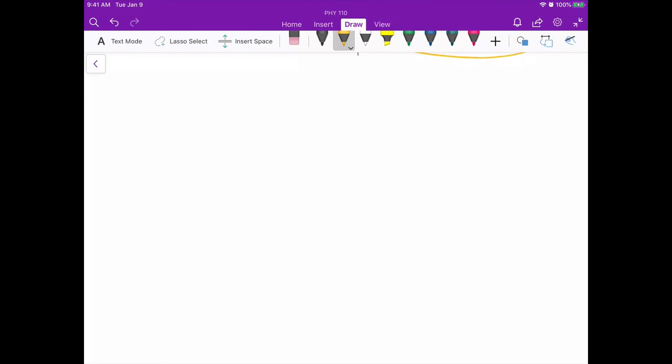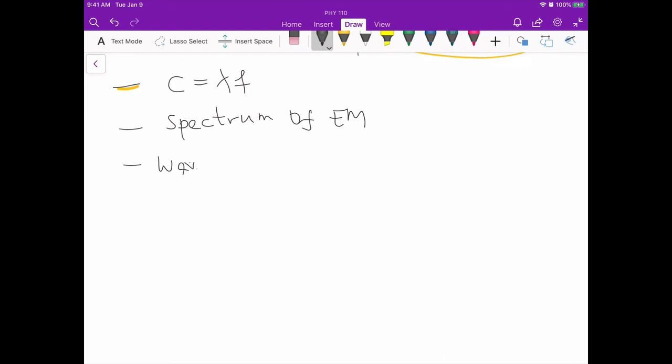Okay, so as a revision, the things that we learned: how Maxwell came up with the electromagnetic wave concept, and that C equals lambda times frequency. We learned the spectrum of electromagnetic waves. And what is the visible range? The wavelength range for visible is approximately from 380, some textbooks say 400, to 740, something like that. Of course, keep in mind, it's in nanometers. Nano means 10⁻⁹.